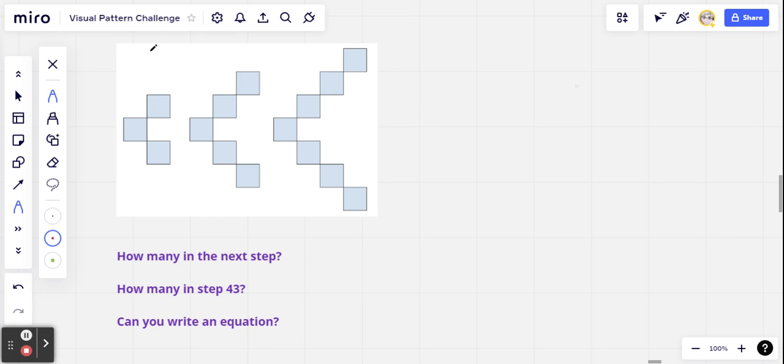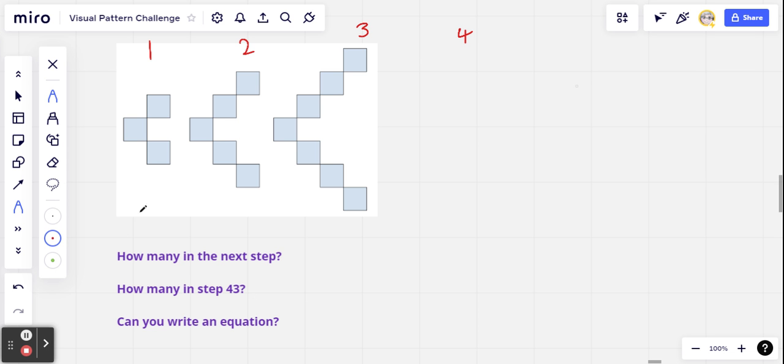Here is our pattern and here's step 1, step 2, step 3. Your challenge is to predict the number of squares in step 4. If you can do that, can you predict the number in step 43? And can you write an equation that could be used to predict the number in any step at all? So that's the challenge. If you'd like to accept it, pause the video and give it a try.